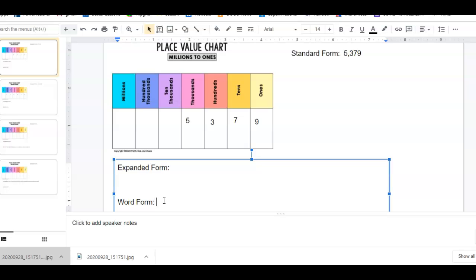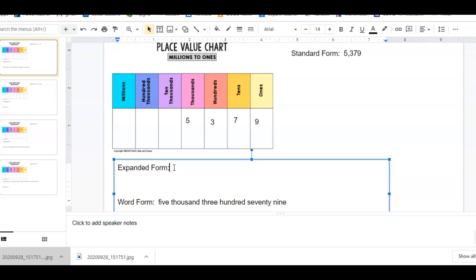Word form is when we just write the number out using words. How would we say it? Well, let me say it to myself real quick. 5,379. Okay, I didn't need any commas there or anything like that. I've got my 5,379.